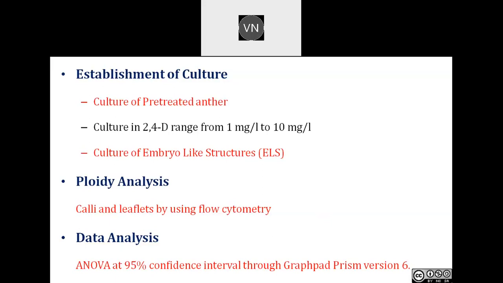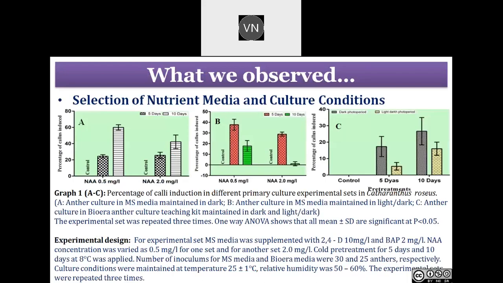Now, while culturing, I cultured the pretreated anthers. I also tried a range of admissible 2,4-D concentrations, from 1 mg per liter to 10 mg per liter. Then, whatever embryoids I got on the callus by culturing, I cultured those embryoids for the development of haploid plants. Later on, I checked the ploidy status of the calli and the leaflets, and I statistically analyzed the data for its validity. Next, please.